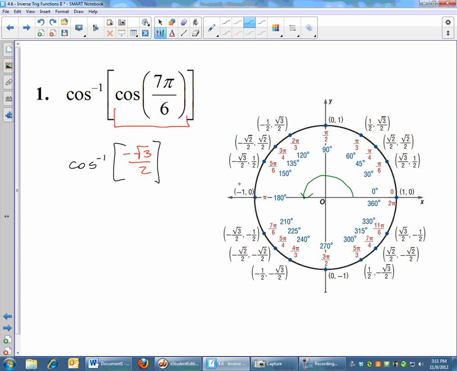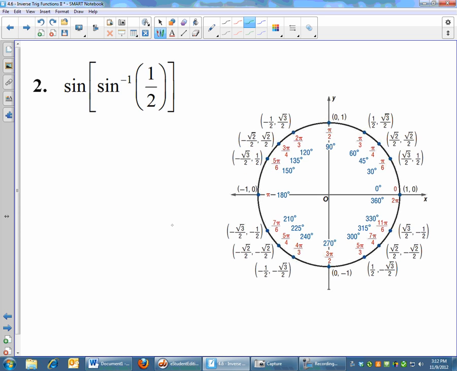And cosine is the x-coordinate. My x-coordinate is negative root 3 over 2 right here, which is an angle of 5 pi over 6. So the final answer is, I forgot my 5. Let's just start writing that over again. 5 pi over 6. And there's our answer to this problem. The whole thing cleans up to 5 pi over 6. Start on the inside, work your way out.